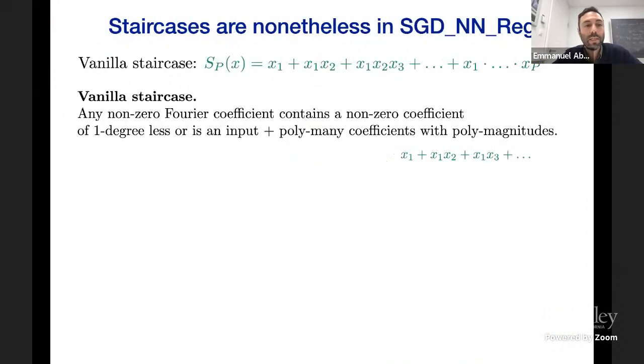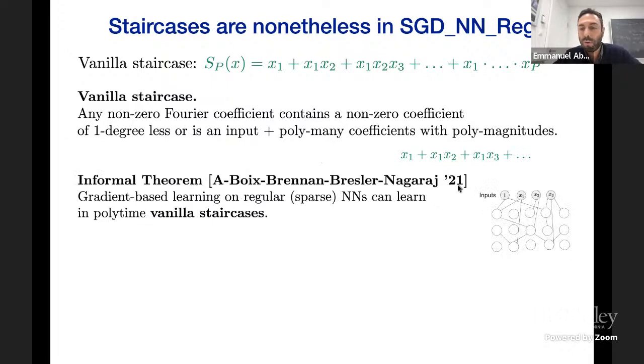Okay, so this is just to say we are doing more than kernels with these staircase functions. And now the question that remains is, can we actually learn them? We know they are not SQ, they're more than kernels, but we'd like to understand if we can learn them with regular nets. And in the first paper we have, with this co-author, presented now at NeurIPS, what we show is the following.